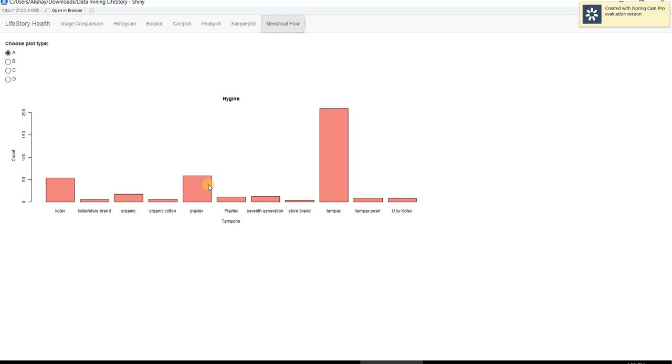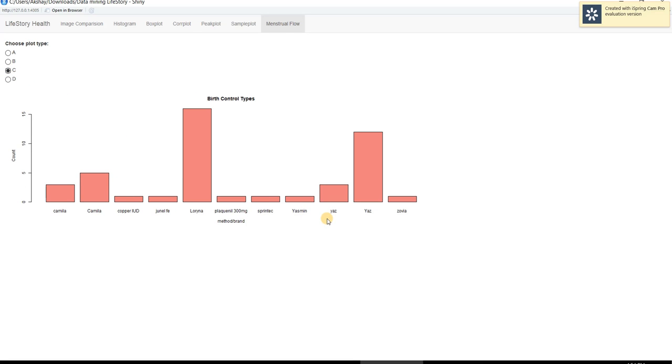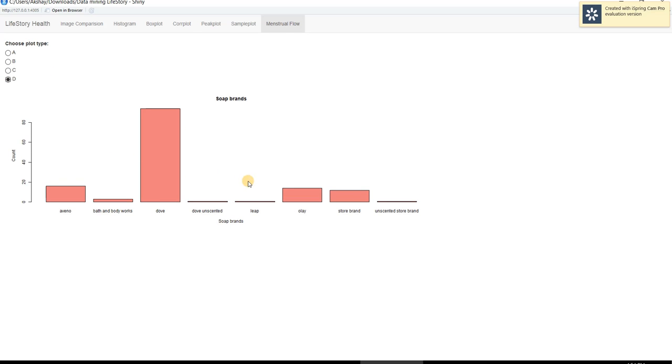Here we can see various options describing women's hygiene graphs. Tampax followed by Playtex are the most famous tampons used. Then we see the most common type of flow, which is moderate, followed by light. Next, Lorena followed by Yaz are the most used birth control pills. We also see that Dove is the most preferred brand of soap, followed by Aveeno.